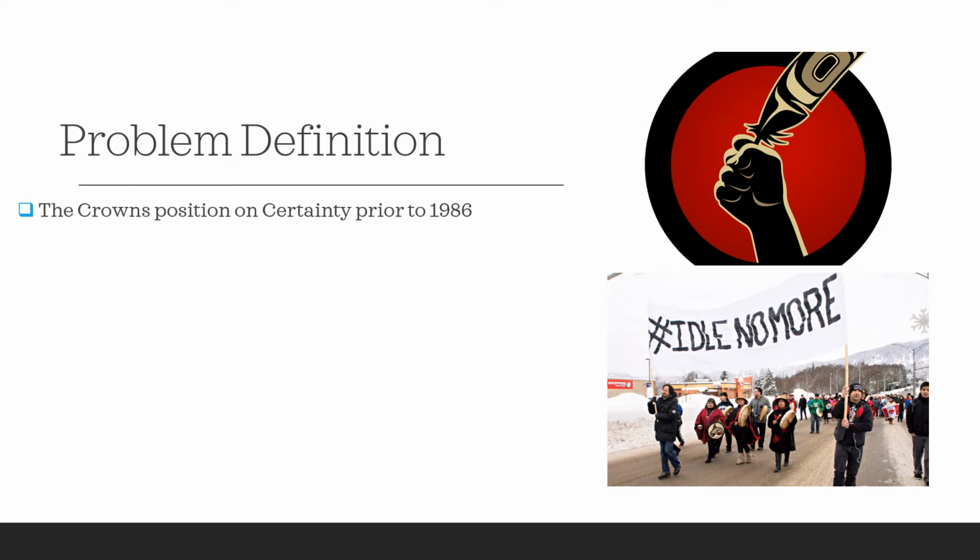The Crown's position on certainty prior to 1986 required Indigenous people to extinguish their already undefined rights, so many Indigenous people refused to do this. After 1986, the outcome of these events led the Canadian government to negotiate alternatives to the extinguishment of Indigenous rights that led to many treaties being completed.